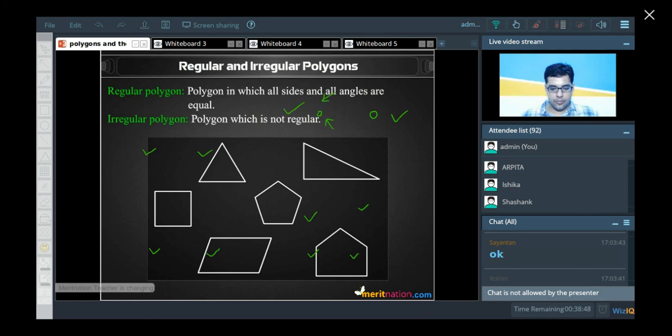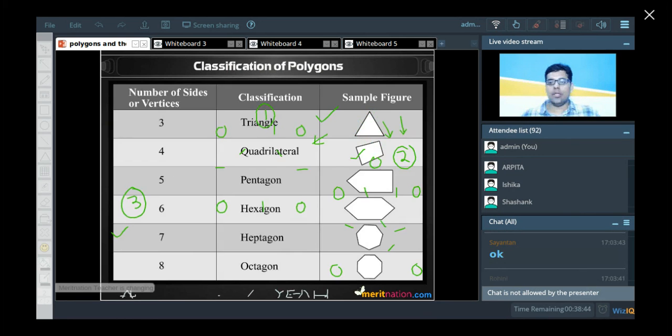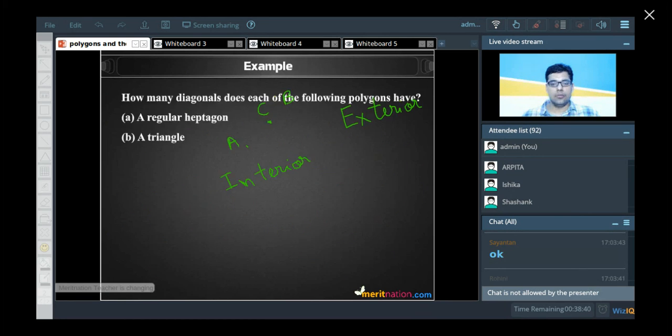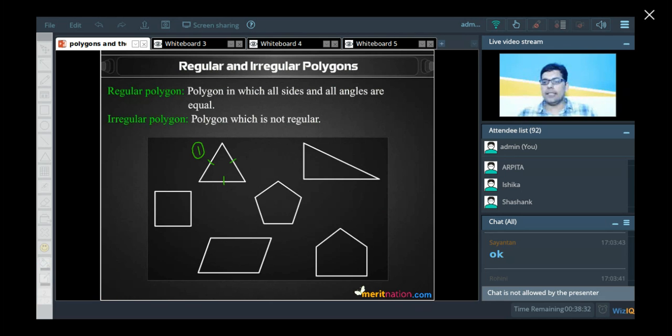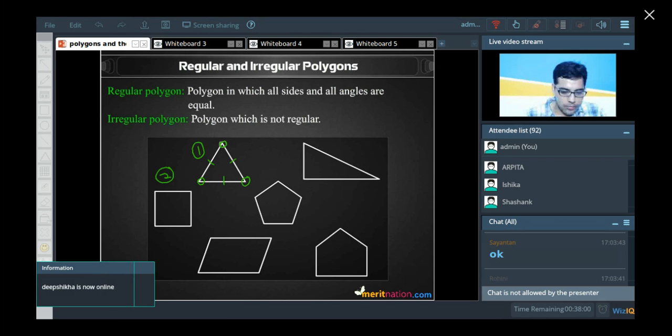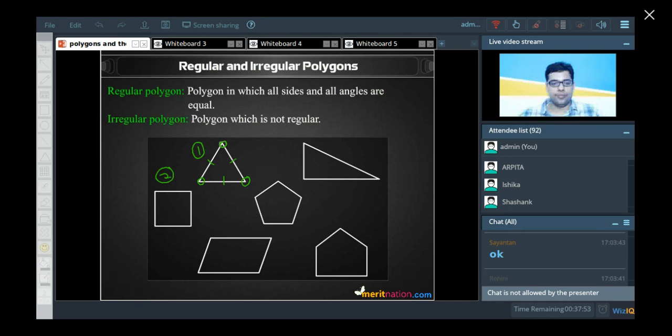Okay, so what we are talking about is the regular and the irregular polygons. Regular polygons are those in which all sides and all angles are equal. This is a regular polygon, an equilateral triangle. All sides and all angles are equal. Then figure number 2, this figure, is a square. In a square also all sides are equal and all angles are equal. Angles are also 90 degrees each in a square.